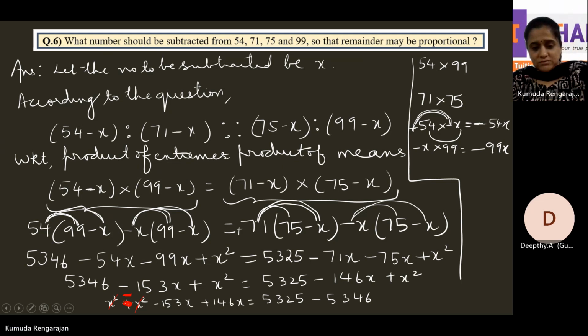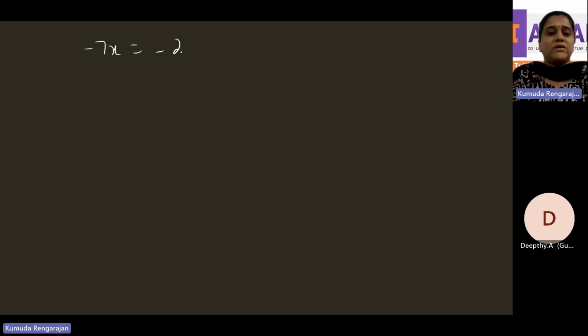Then you will get minus 7x. After that, minus 7x is equal to 25 minus 45, so minus 21. Minus and minus gets cancelled on both the sides. x is equal to 21 by 7. x is equal to 3.